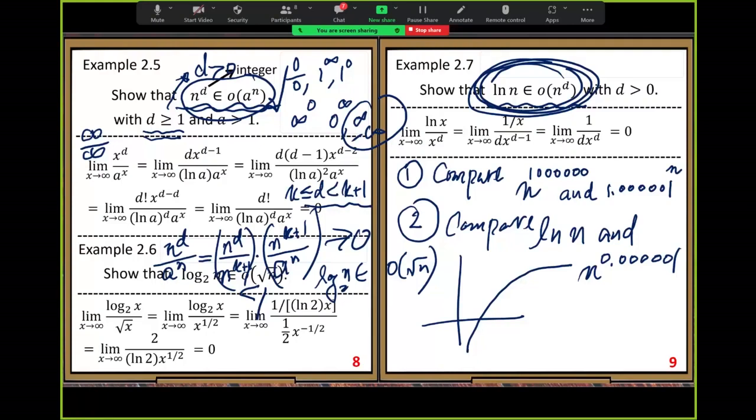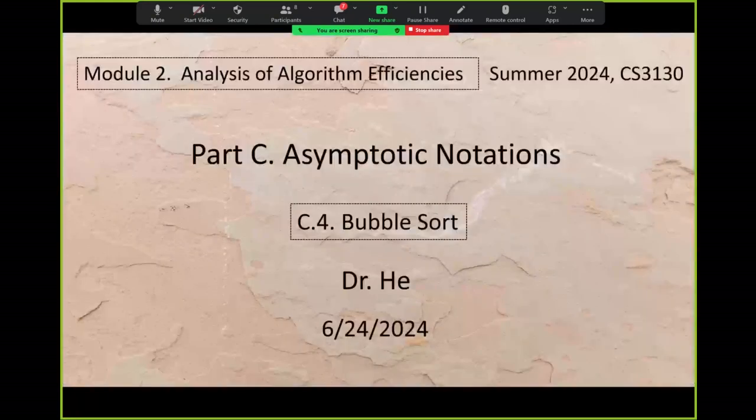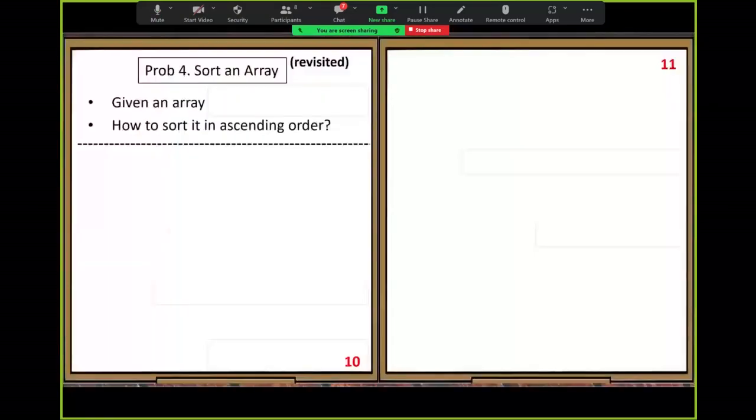Let's move to the next topic, C.4, the bubble sort. In this one, we do sorting again, and we try to find a second solution. Actually, you already learned bubble sort before, but here we want to look at it using a different concept. From the problem-solving point of view, we want to find a different solution, so this is bubble sort.